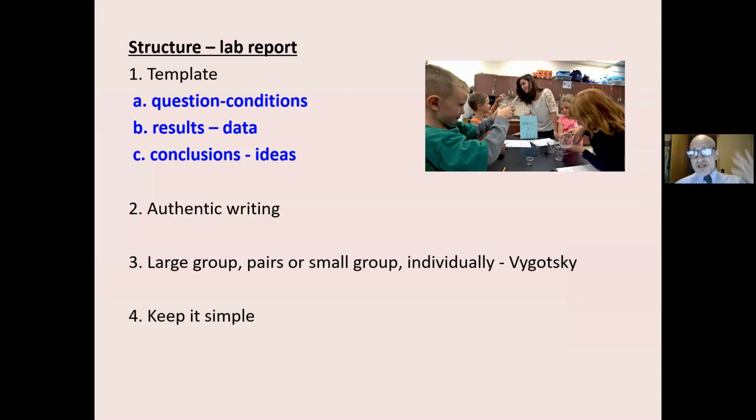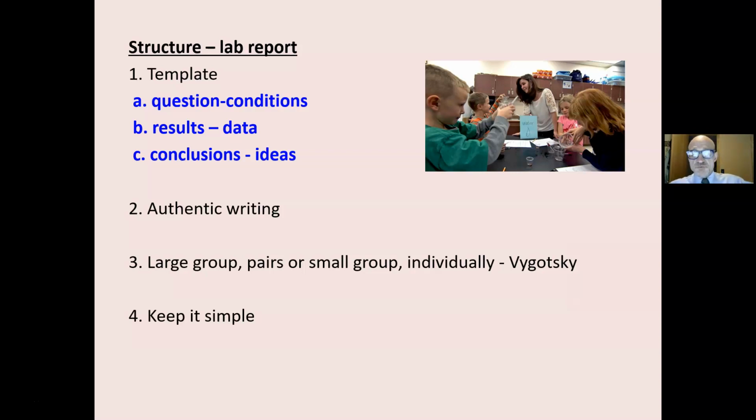And the 3rd way of providing structure is a lab report. The lab report contains 3 sections: questions or conditions, results or data, and conclusions and ideas. This is an authentic form of writing. Students are writing to share and communicate their thinking, their idea. It can be done in large group first, and it should be done in large group first.